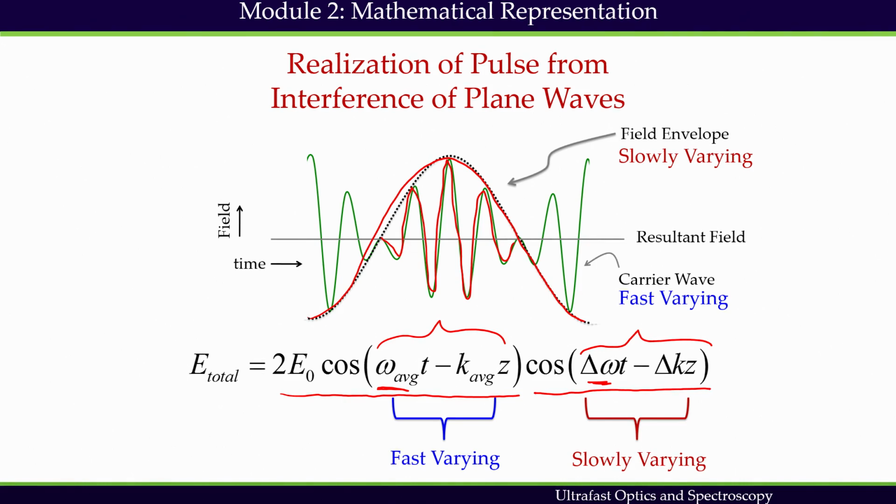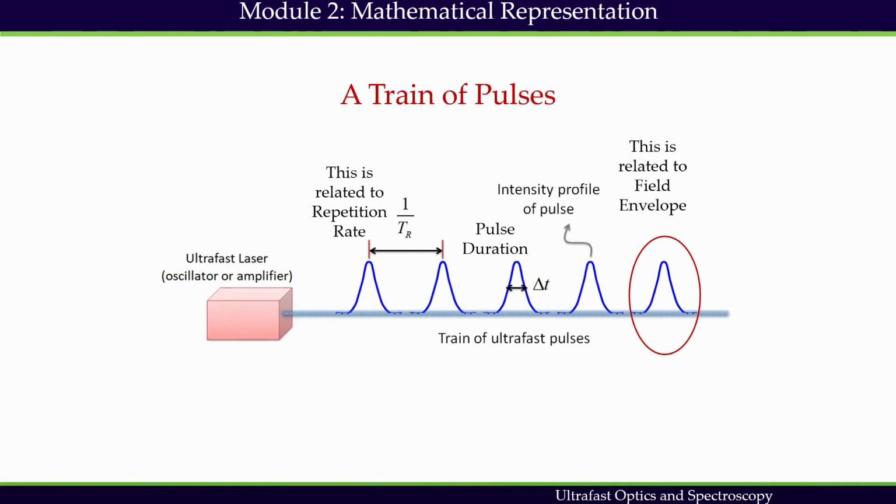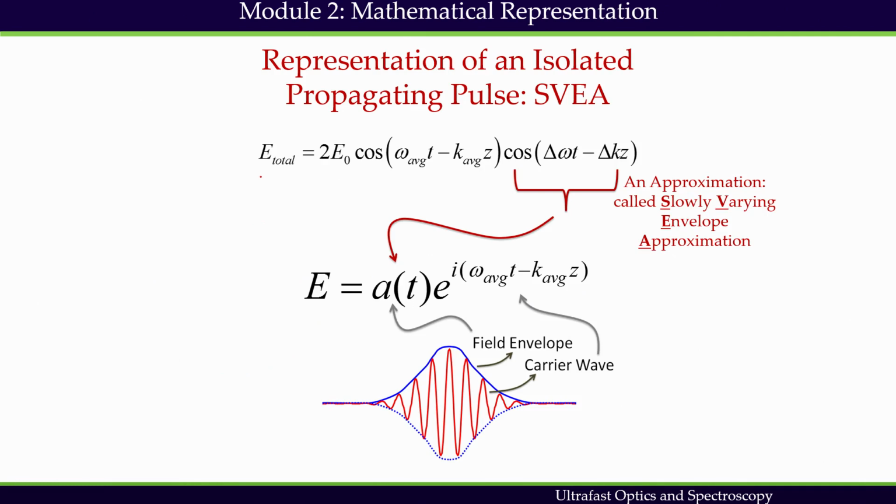This points to two important features. A plane wave with a single frequency component can never produce a pulse, and to realize a pulse, we need more than one frequency component. However, we must remember that from any ultrafast source, it could be an oscillator, it could be an amplifier, we produce a train of pulses, just the way we have shown here, a number of pulses coming at a particular repetition rate. These trains of pulses will always have slowly varying and fast varying oscillations, which is represented by this equation. This is the fast varying component, this is the slowly varying component.